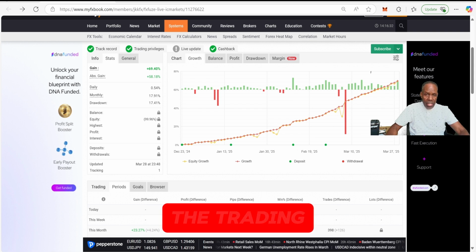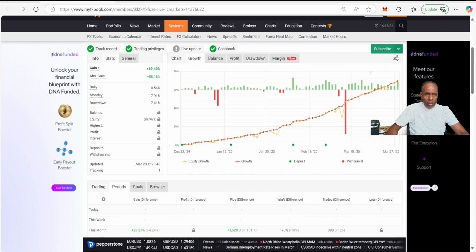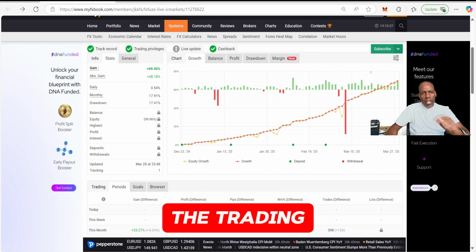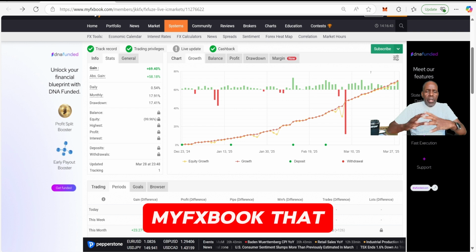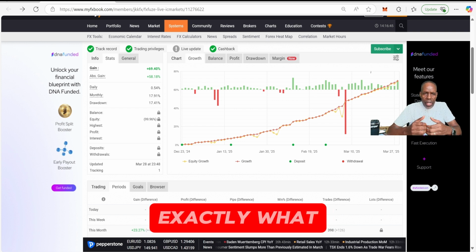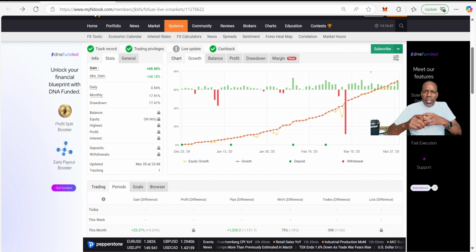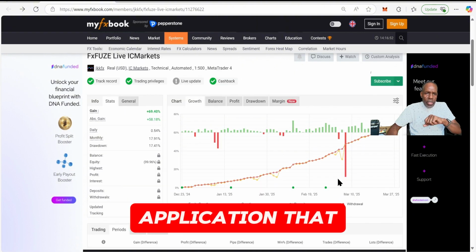So yes, this is the trading platform, not really the platform, but my FX book, that basically shows you exactly what is happening within the trading application that I'm using.